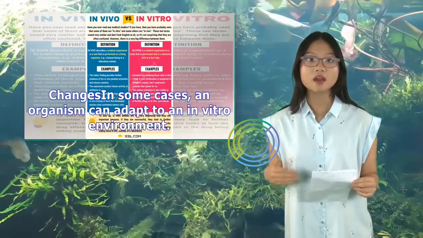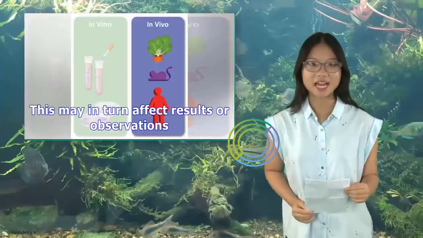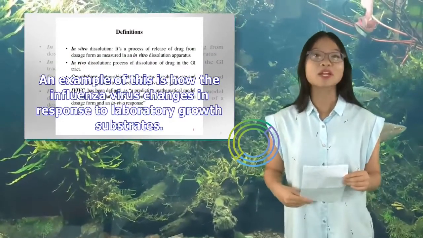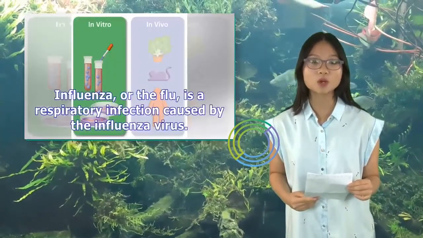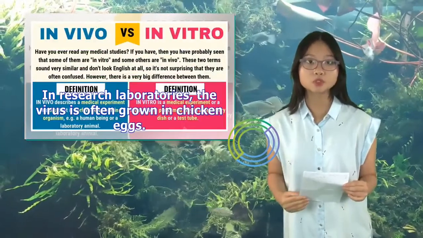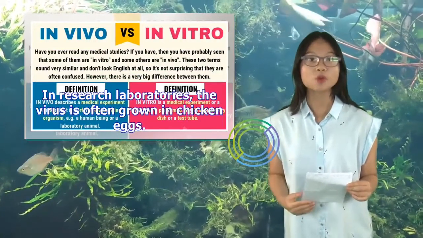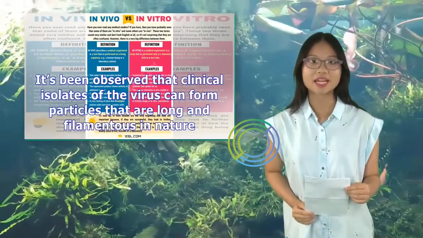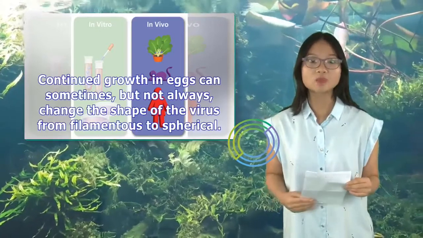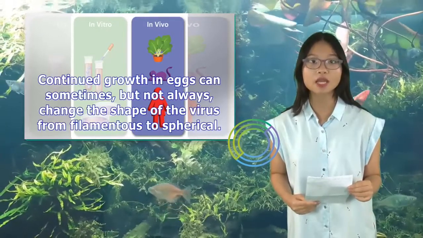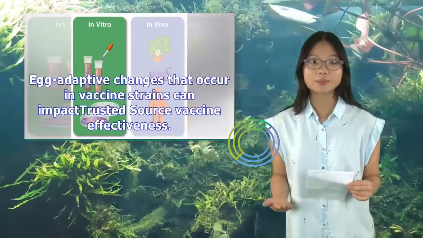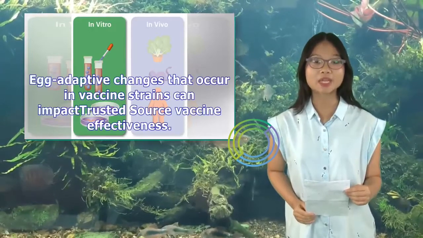Changes. In some cases, an organism can adapt to an in vitro environment. This may in turn affect results or observations. An example of this is how the influenza virus changes in response to laboratory growth substrates. Influenza, or the flu, is a respiratory infection caused by the influenza virus. In research laboratories, the virus is often grown in chicken eggs. It's been observed that clinical isolates of the virus can form particles that are long and filamentous in nature. Continued growth in eggs can sometimes, but not always, change the shape of the virus from filamentous to spherical. But viral shape isn't the only thing that can be impacted by adaptation to eggs. Egg-adaptive changes that occur in vaccine strains can impact vaccine effectiveness.